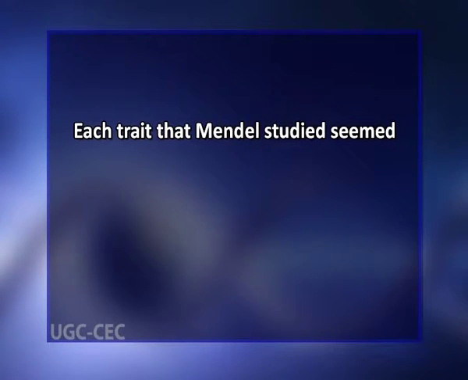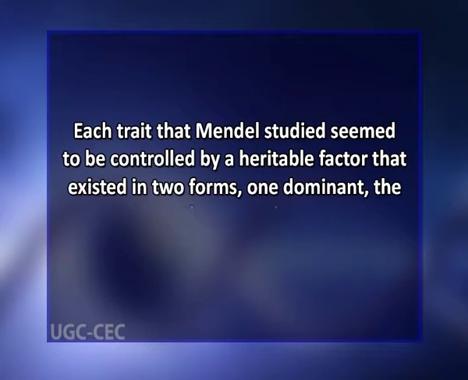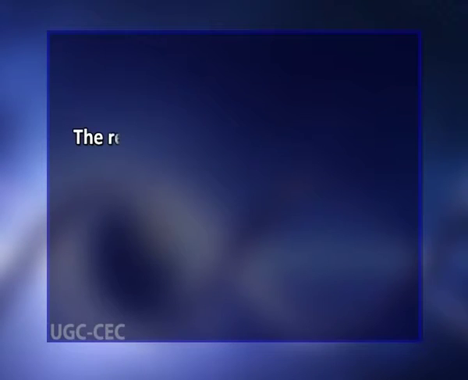Thus, each trait that Mendel studied seemed to be controlled by a heritable factor that existed in two forms, one dominant and the other recessive. These factors are now called genes, a word coined by the Danish plant breeder Wilhelm Johannsen in 1909. Their dominant and recessive forms are called alleles, from the Greek word meaning "of one another." Alleles are alternate forms of a gene.